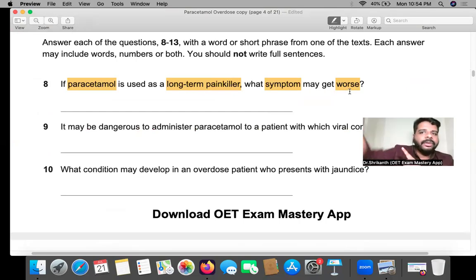But in the paragraph, they have used the word increase. Right. So that's why I told you these questions are time consuming. So if a student is directly coming to these questions, they will enter into panic mode because they will not be able to find the answers more easily.